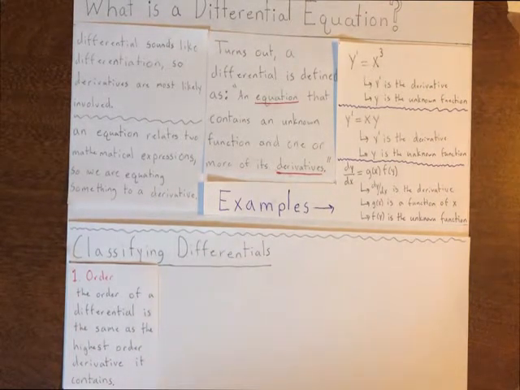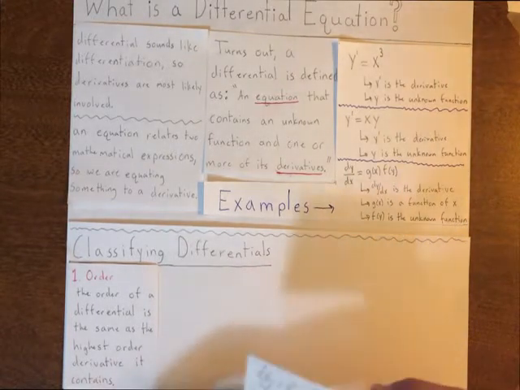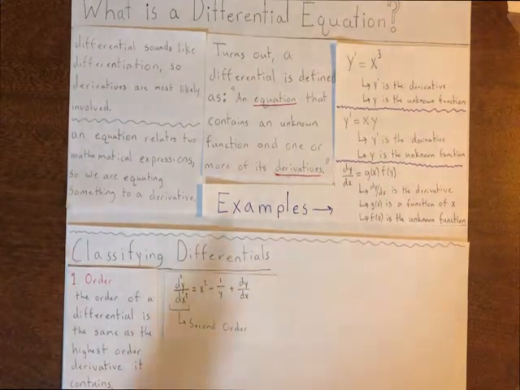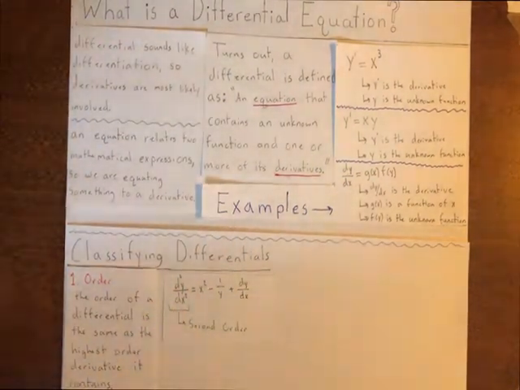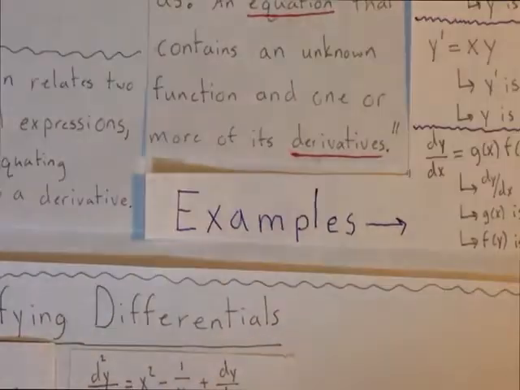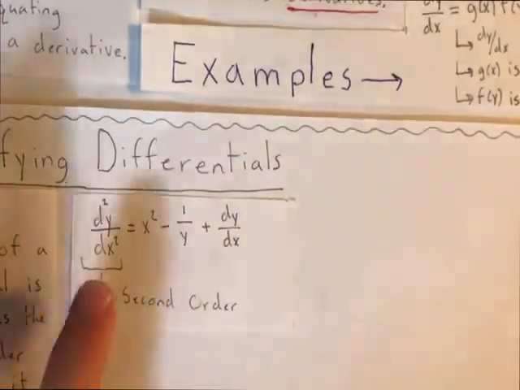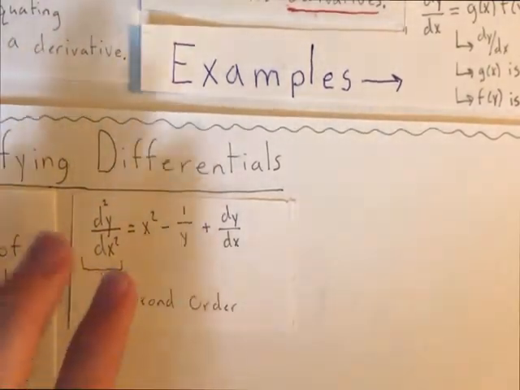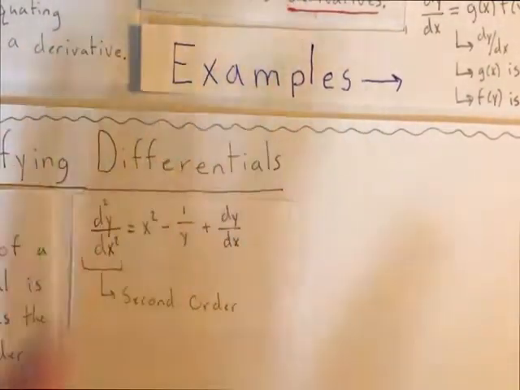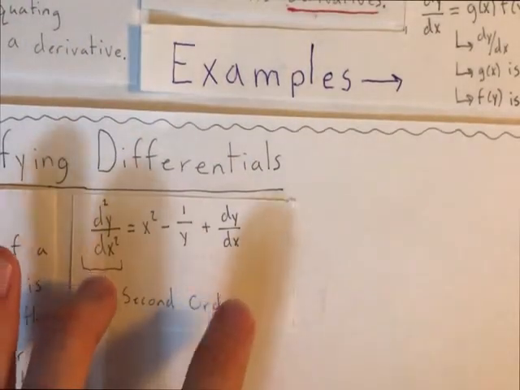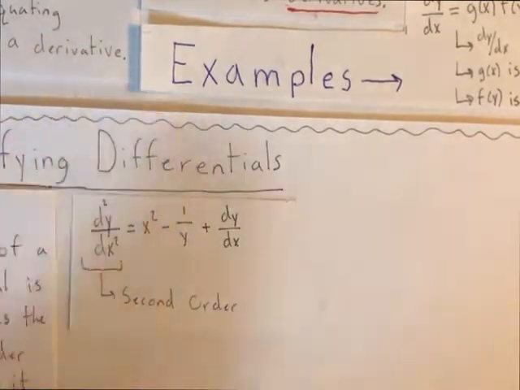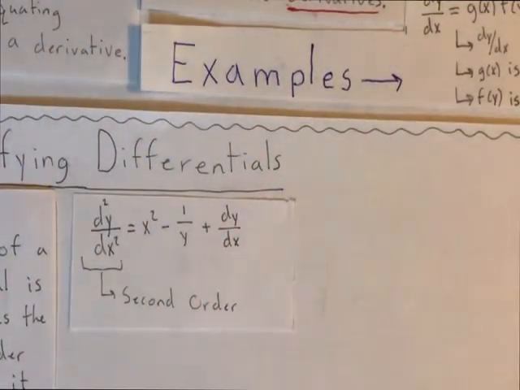Some examples of this would be this. Second derivative, let me zoom in. The second derivative, d squared y over dx squared equals x squared minus 1 over y plus dy/dx. So we have two different derivatives, a second order and a first order. Since second order is our biggest one over here, it is called a second order differential equation.